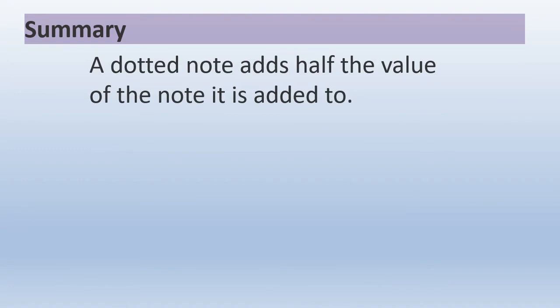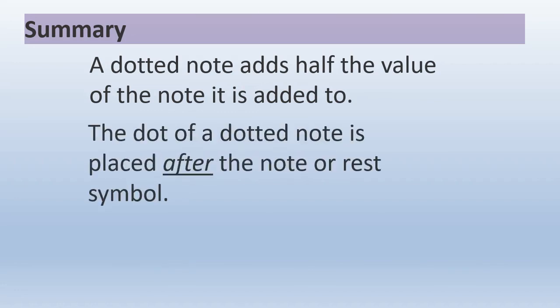Now let's summarize. We said a dotted note adds half the value of the note it is added to. It adds 50% of the value of the note it is added to. So what that means is that the dot does not have a specific value in itself, unlike the notes that we studied in previous modules. The dot picks its value from the note it is placed after, like I have explained previously in this lesson.